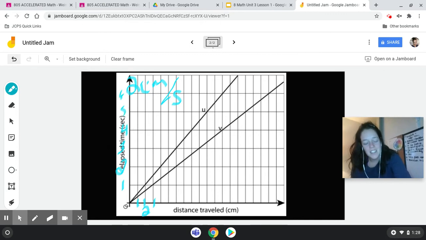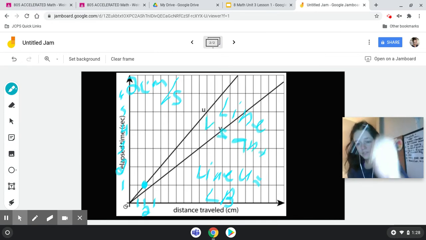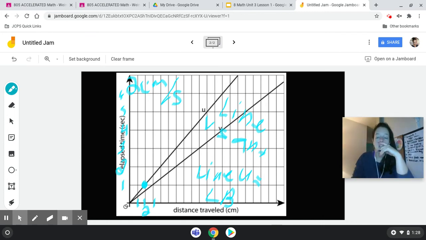So if it's 2 centimeters per 1 second, that's going to put your dot right here, which would mean that line U is the ladybug. So line U is the, I'm going to put LB, ladybug. Line V is the ant. Okay, and all I did was just calculate the speed that the ladybug moved for that first one, and then tried to figure out which graph was the representation. Okay, is it always this easy? No, sometimes it requires you to go and look at other pieces of information.